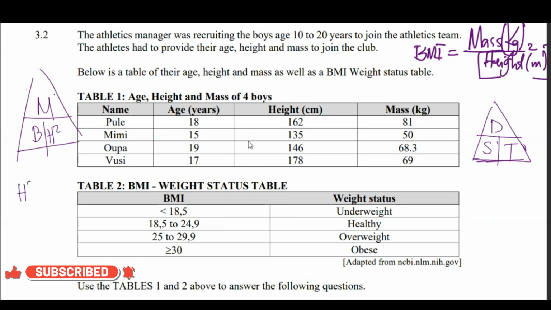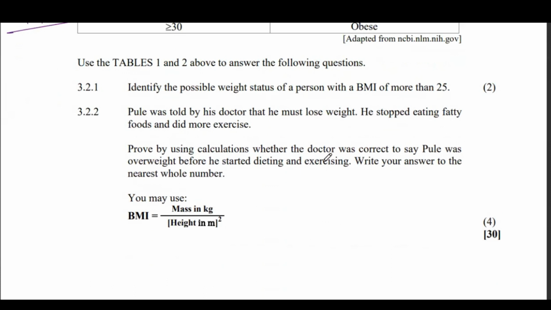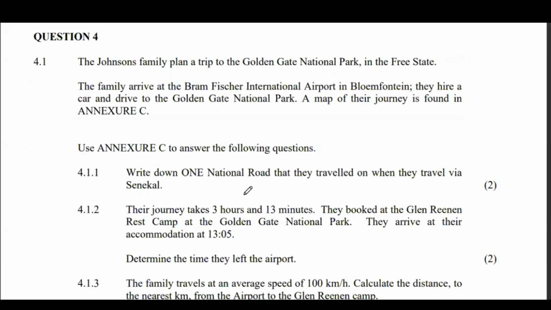When you're looking for height, it will be mass over BMI, but then we'll need to look for the square root. When you're looking for mass, it will equal BMI times what? H squared. All right, there we go now. This is what we're talking about. This is the formula for BMI. All right, answer accordingly.